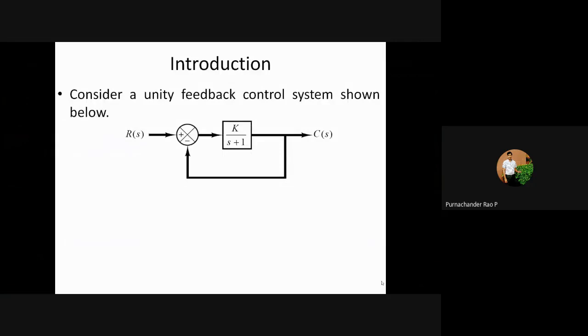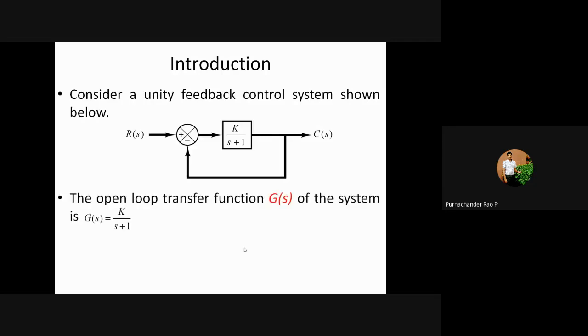Okay, so today we'll discuss root locus. The root locus is nothing but the locus of the roots of a characteristic equation when any one parameter is varied. Here, let us assume that the system has a transfer function G(s) equal to K by (s plus 1).